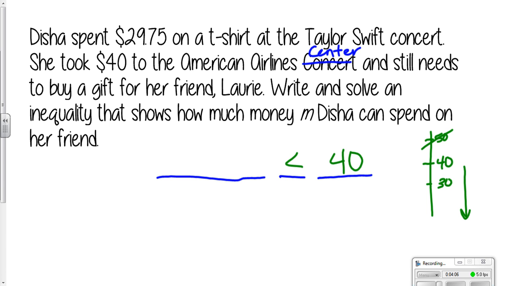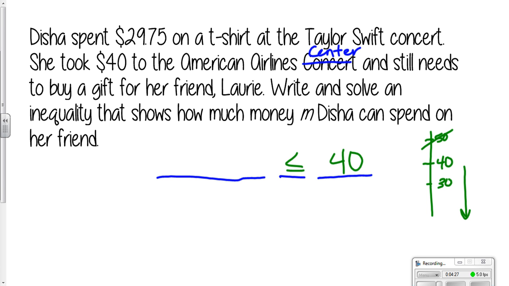Now, think about yourself. If you take $40 to the concert, can you spend $40? Well, yeah, I mean, you'll bring nothing home, but you can actually use $40. So we're going to go ahead and make that less than or equal to. You'll find that in a lot of real-world situations, we're going to be using less than or equal to and greater than or equal to. Not often is it just going to be less than or just greater than in the real world.